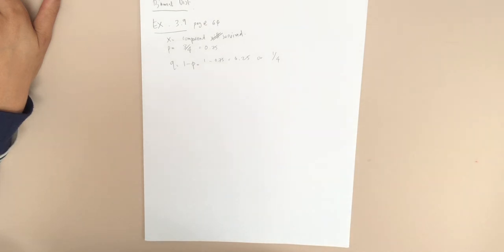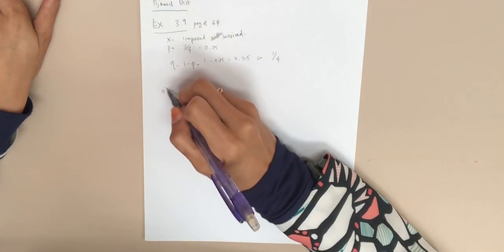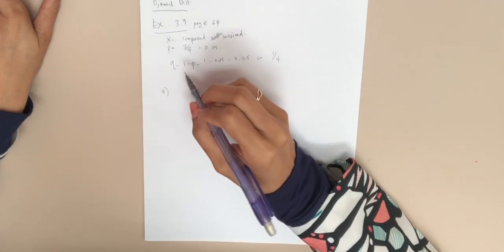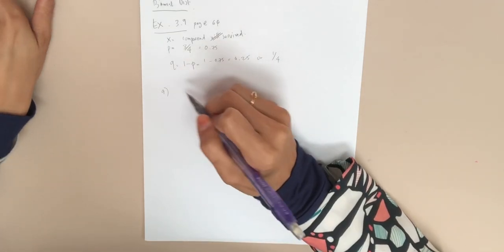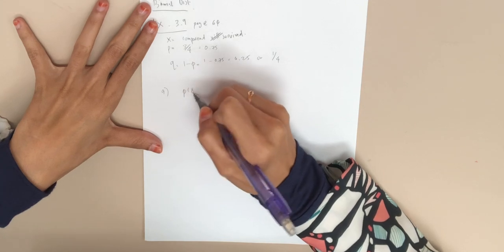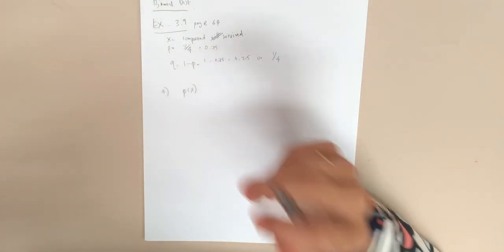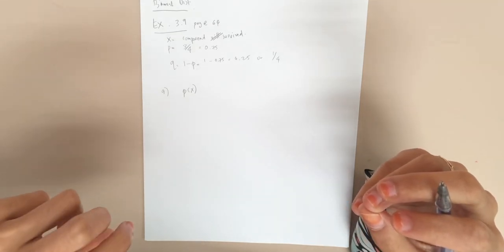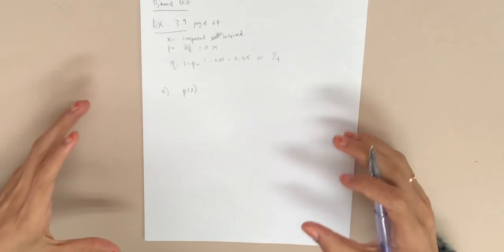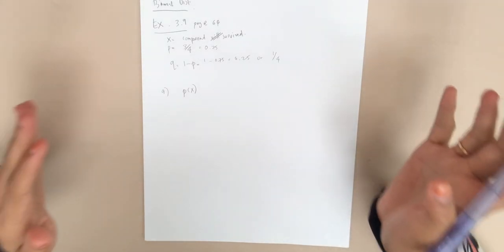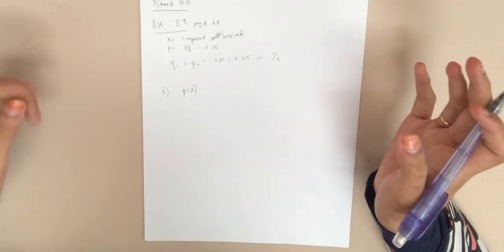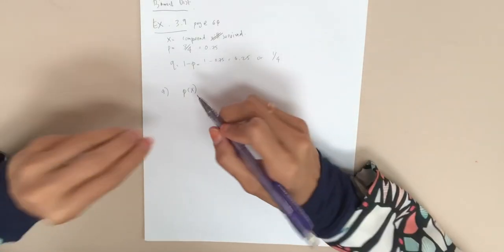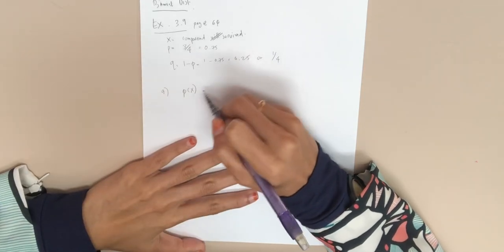Alright, next is question A. We want to solve it. The question asks you to determine the probability distribution function. Actually this one is the function, not the table. If you refer back to the previous example for the PDF, that was a table, so not that one. We just want to have a function, a function of the PDF.